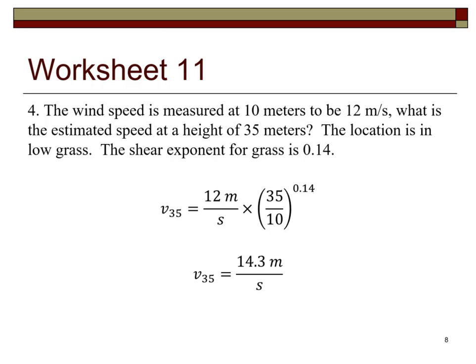Therefore, the velocity at 35 meters is equal to the 12 meters per second known at an elevation of 10 meters times the 35 new elevation over the 10 old elevation to the exponent of 0.14, which gives us the speed at an elevation of 35 meters of 14.3 meters per second.